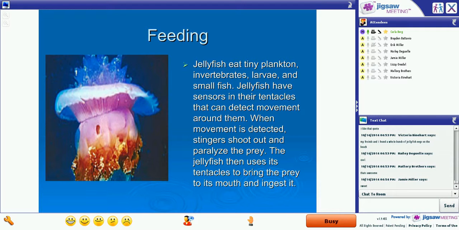Very good. Mallory, would you like to read the feeding screen? Jellyfish eat tiny plankton, invertebrates, larvae, and small fish. Jellyfish have sensors in their tentacles that can detect movement around them. When movement is detected, stingers shoot out and paralyze the prey. The jellyfish then uses its tentacles to bring the prey to its mouth and ingest it.